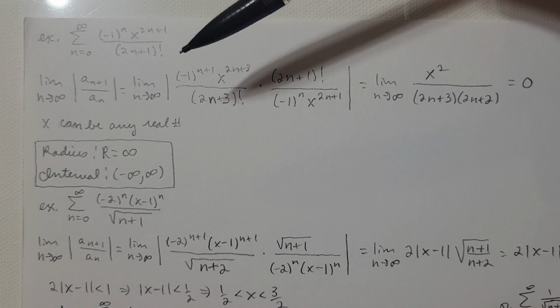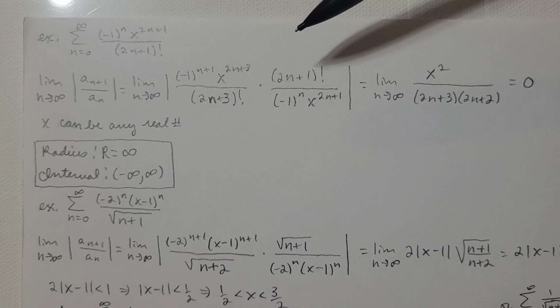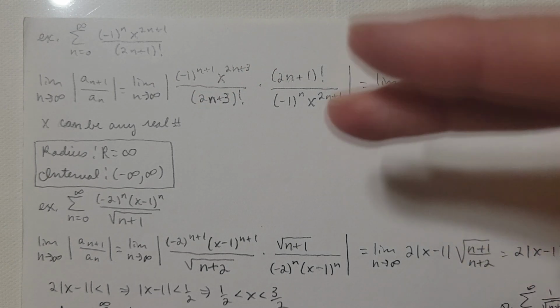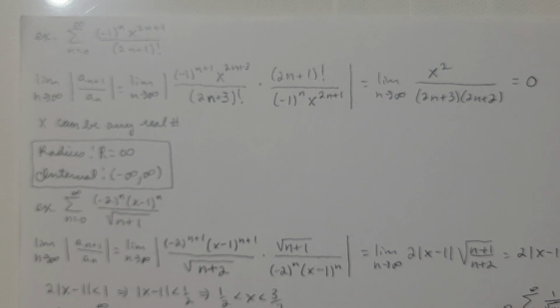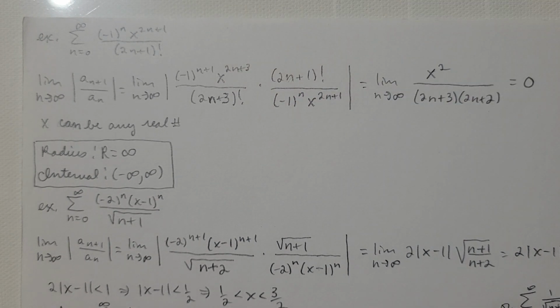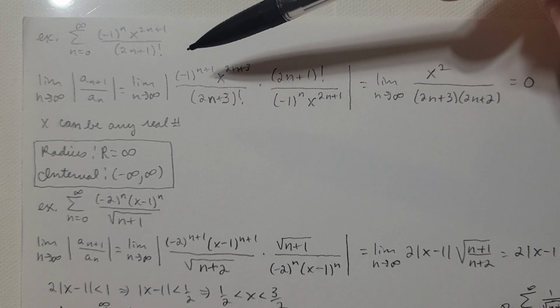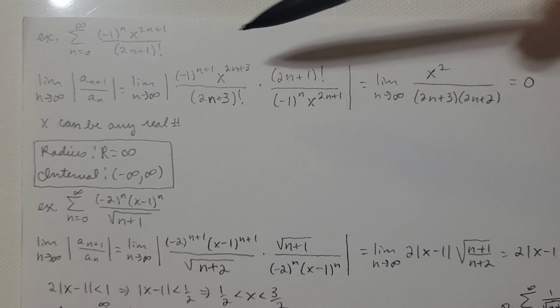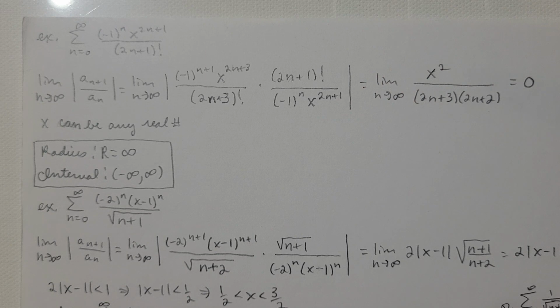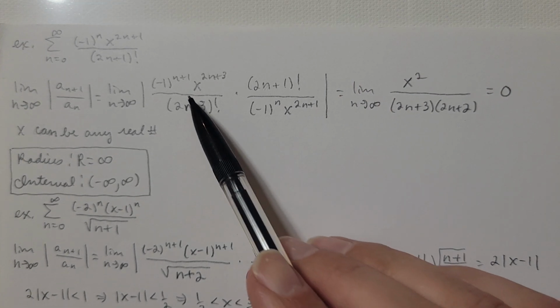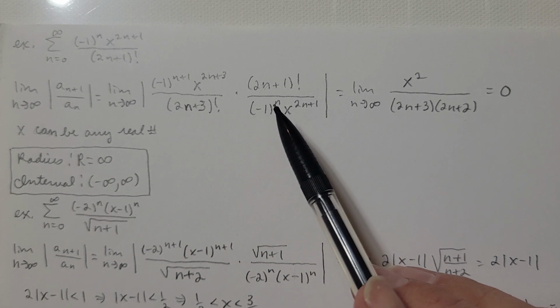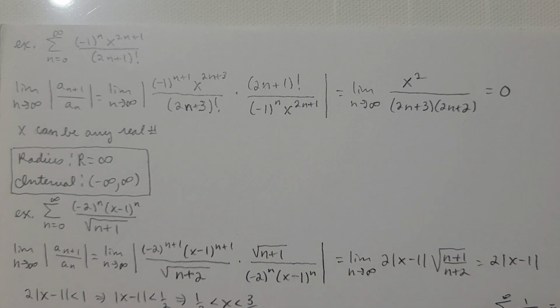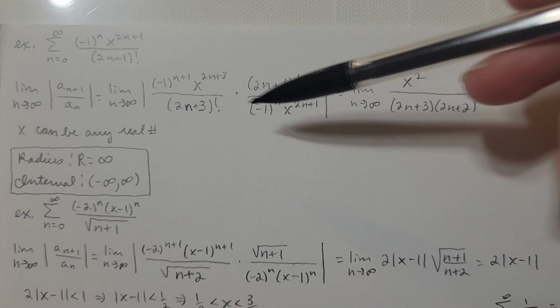Okay, and then we're going to divide that by a sub n, or we're going to multiply it by the reciprocal of the sequence there. So I got 2n plus 1 factorial divided by negative 1 to the n times x to the 2n plus 1. Okay, and let's simplify that. So we got the negative 1 to the n plus 1 and the negative 1 to the n. I'm taking the absolute value of those numbers. So that's going to be 1.